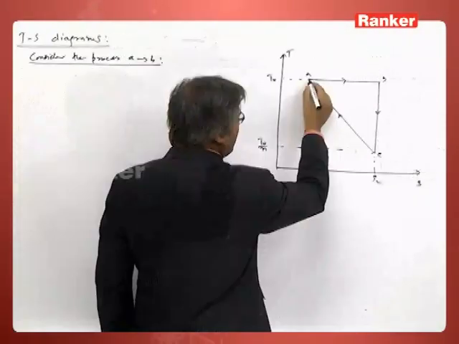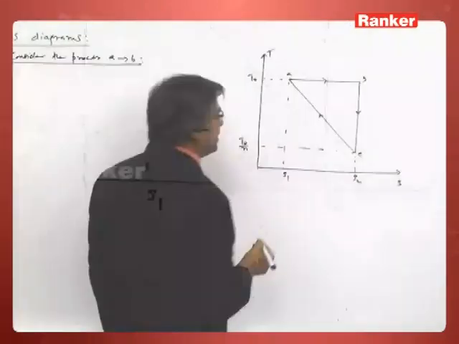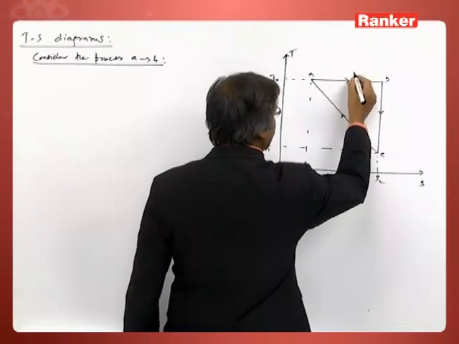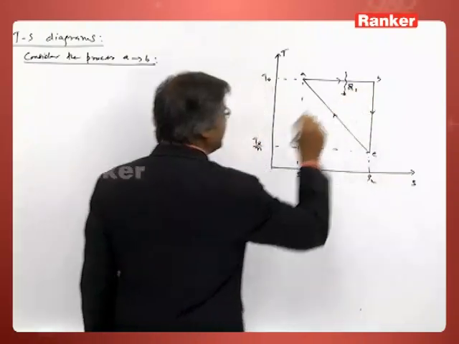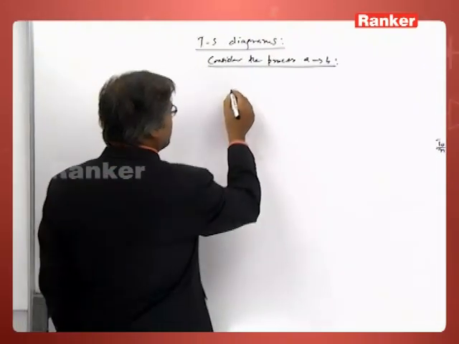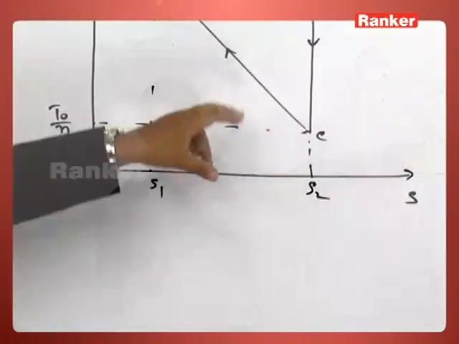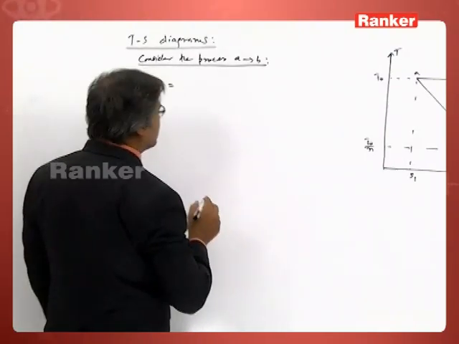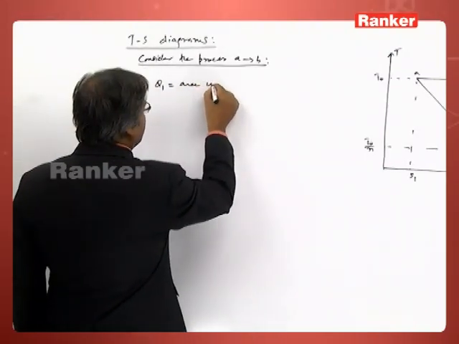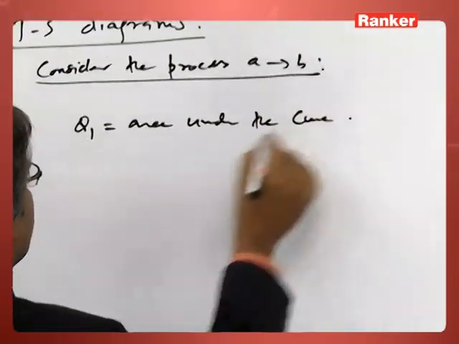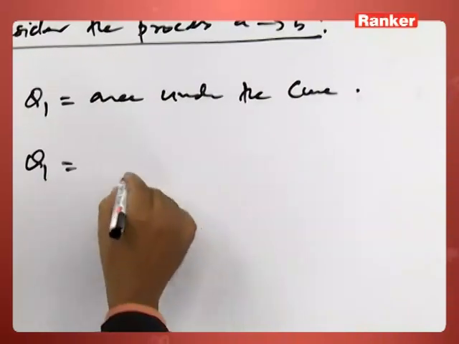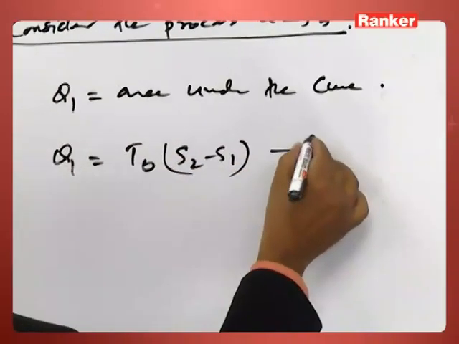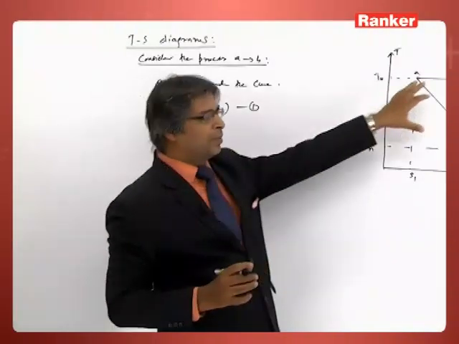So let us see what is the heat intake in the system. The temperature is constant and entropy increases, that means heat comes in. Q1 amount of heat enters into the system, and that Q1 will be given by the area under this curve. So Q1 is equal to the area, that is T naught into S2 minus S1. This is the total heat coming in.